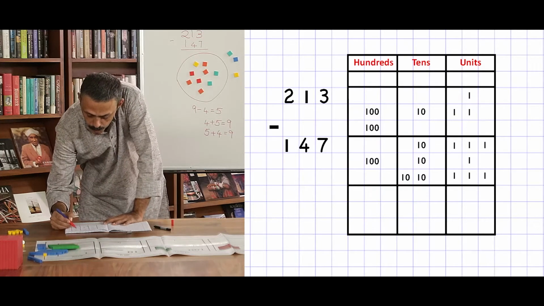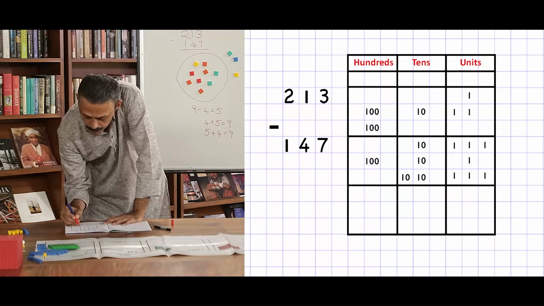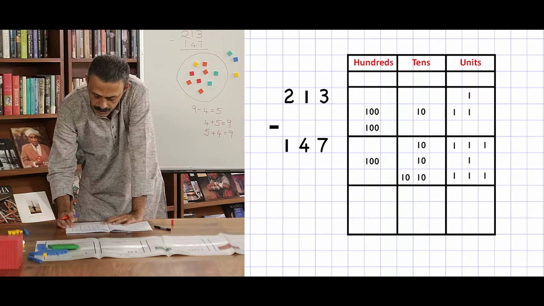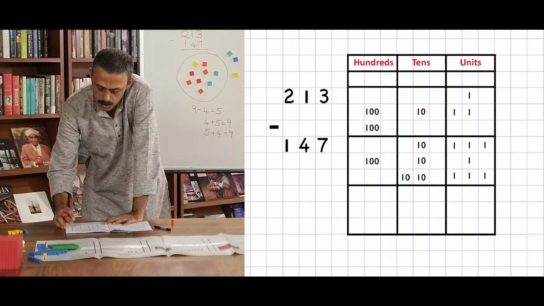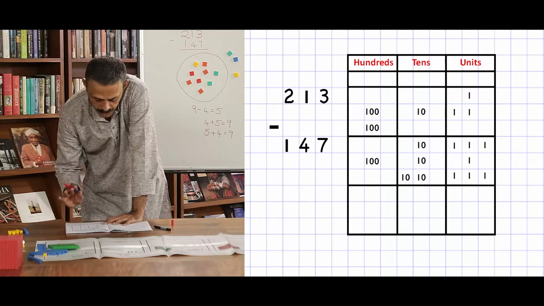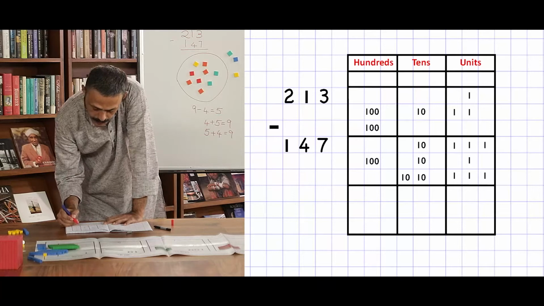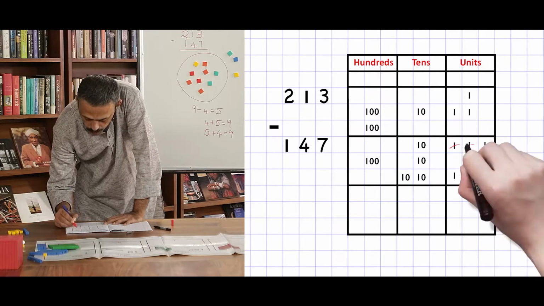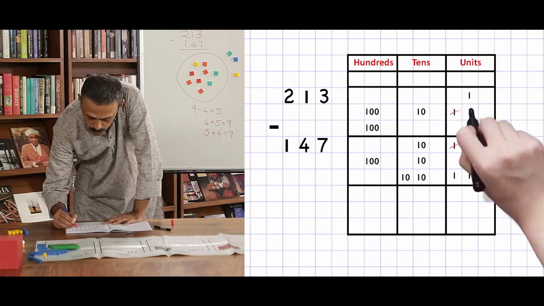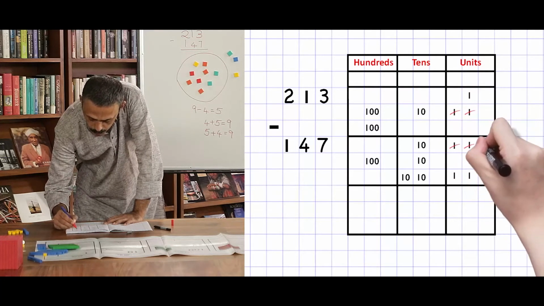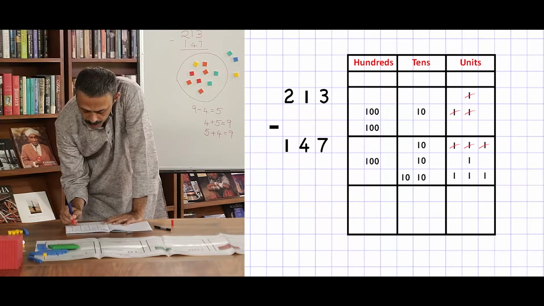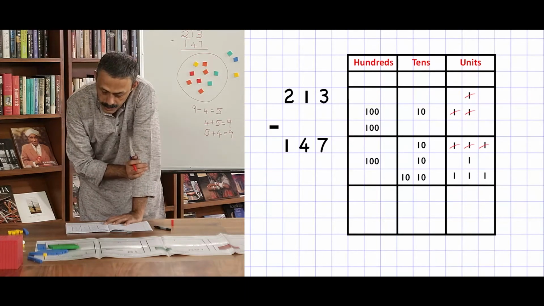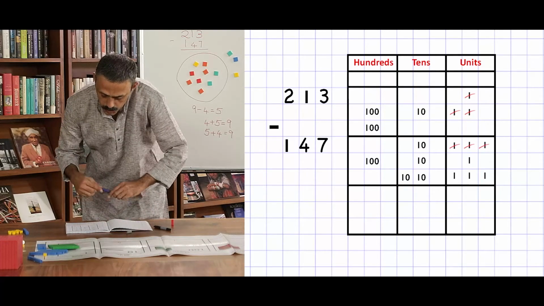What is the first question? From 3 units, can we remove 7 units? 3 is less than 7. We cannot remove a big number from a small number. How many can we remove? 1, 2, 3. 3 can be removed. There are 4 more left. How do we remove these 4 units?